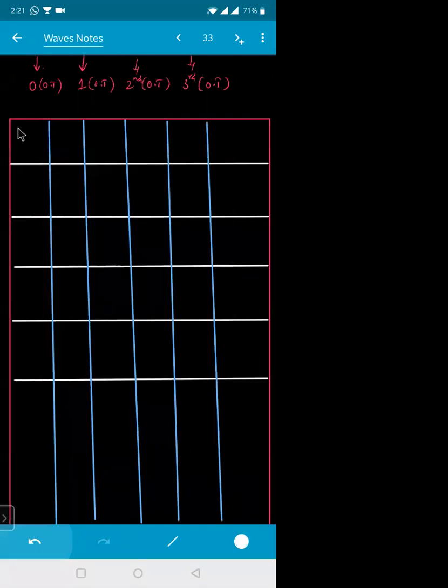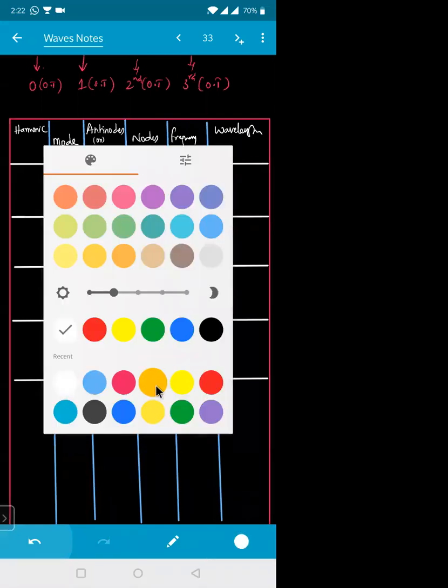See, the first one I am taking is all harmonics. Next one I'm taking here is the number of modes. And here I'm taking antinodes, or we can take it as the number of loops. And the next one is nodes, and the last one is nothing but frequency, and the last is about wavelength. Okay, now go and tell me the answer.